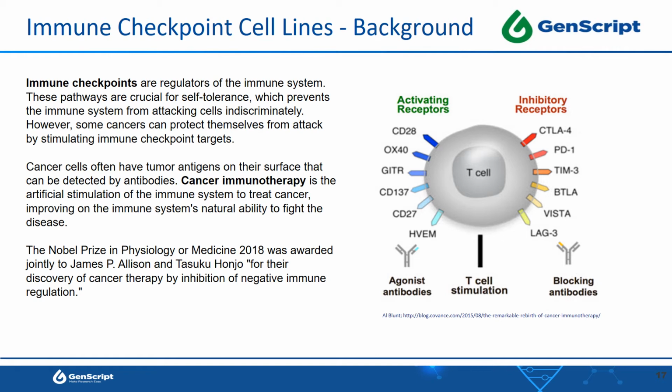Cancer cells often have tumor antigens on their surface that can be detected by antibodies. Cancer immunotherapy is the artificial stimulation of the immune system to treat cancer, improving on the immune system's natural ability to fight the disease. The Nobel Prize in Physiology or Medicine in 2018 was awarded jointly to James P. Allison as well as Tasuku Honjo for their discovery of cancer therapy by inhibition of negative immune regulation.